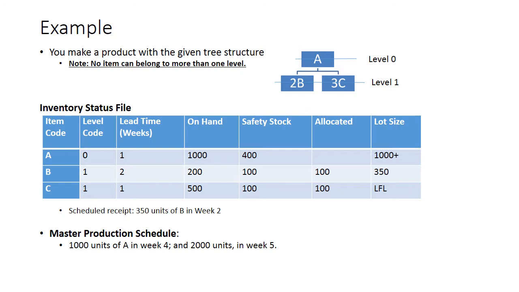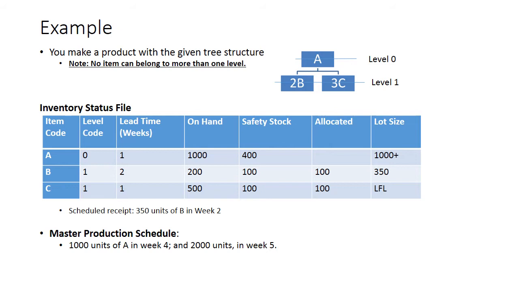Nothing has been allocated for any other use, and for lot size, whenever you decide to make this item, you must make at least 1000. Beyond that, you can make whatever quantity you want. So for example, if you needed only 500 items, you must make 1000. But if you needed 1010 items, you can make 1010 items. Anything beyond 1000 plus will be lot for lot. Whatever quantity you need more than 1000, you can make.